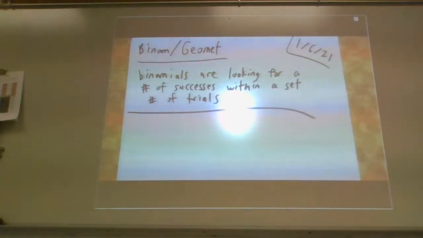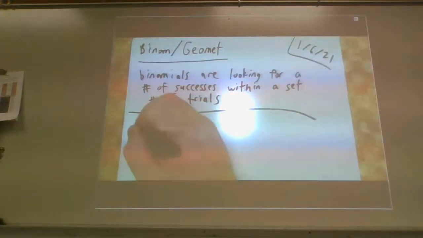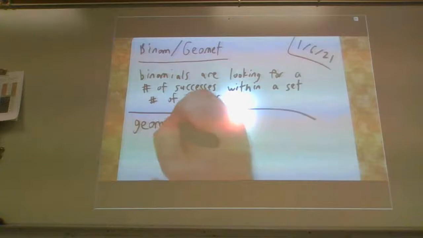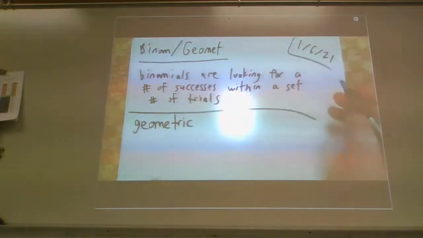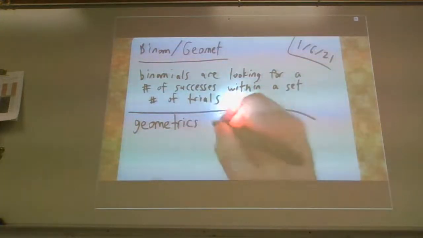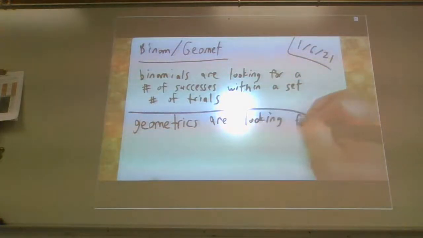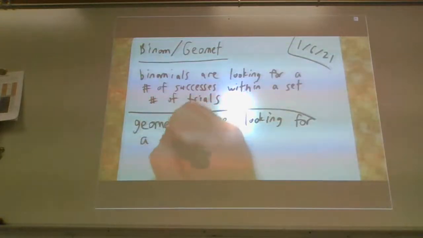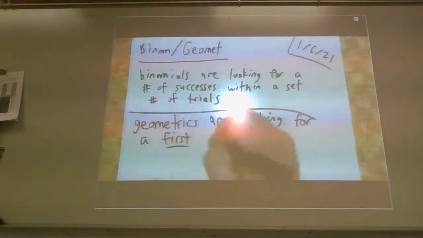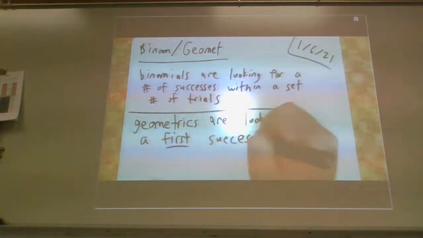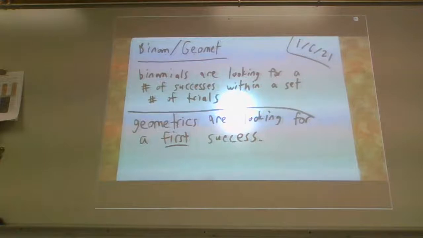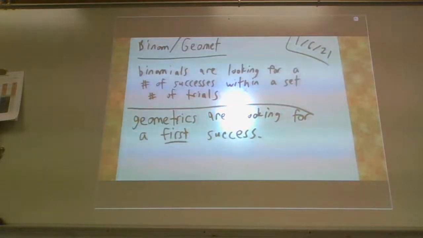There is another calculation that we do in regards to geometric. It's quite similar. Geometrics are looking for a first success. Geometrics are typically looking for a first success.